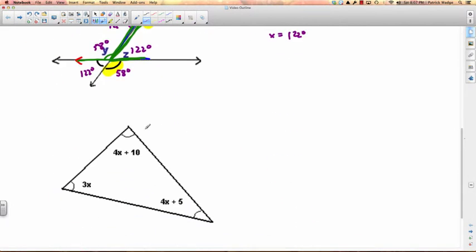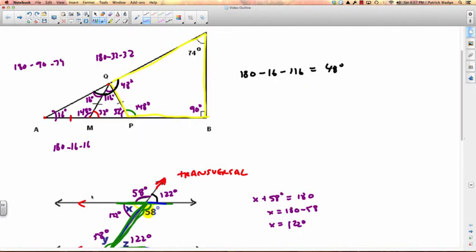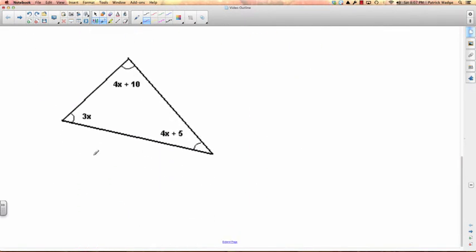Alright, hopefully this stuff especially up here is reminding you of some stuff you've done before. You might not have encountered this before, but it's not too bad. Once you've seen one of this type, you'll probably get them all, no problem. So you've got three angles here, but they have x's in them. It's kind of weird. But what do you know about the three angles in a triangle? You know they add up to 180. So in other words, this angle, which is 3x, plus this angle, which is 4x plus 10, plus this angle, which is 4x plus 5, if you add all those together, you're going to get 180.